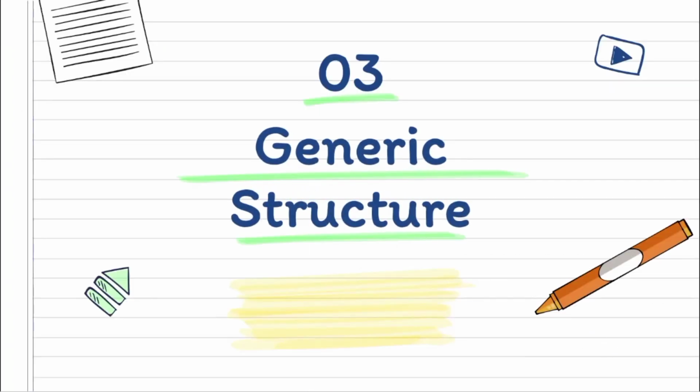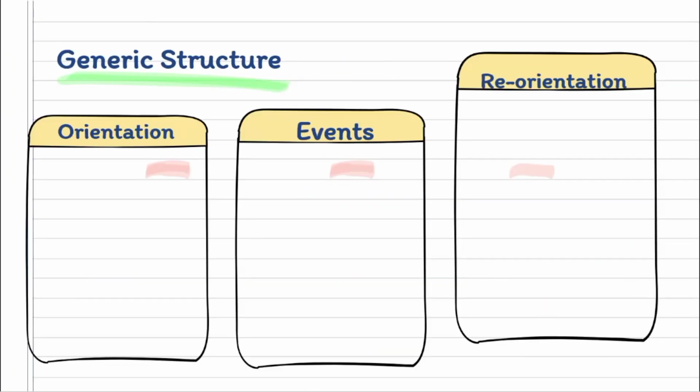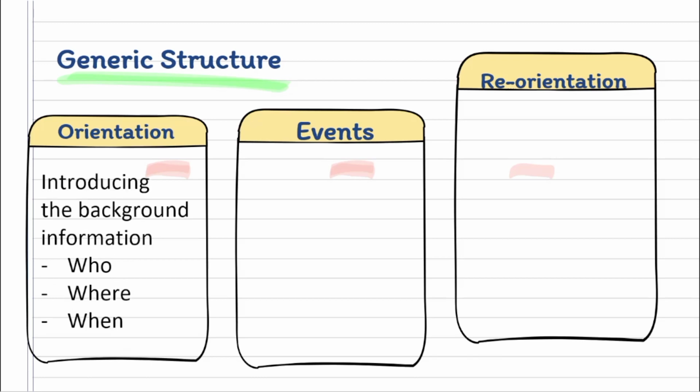The generic structure. Let's look at the generic structure. The first is orientation. Orientation introduces the background information of the story. Who was involved in the story? There should be a character and where the story took place and when it took place. Who, where, and when. So we should find this information in the orientation.